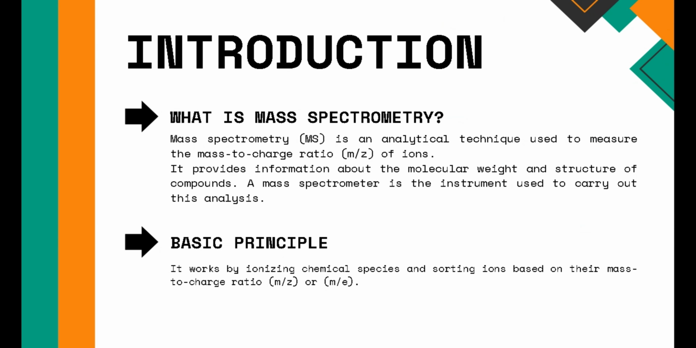So, what is mass spectrometry? Mass spectrometry is an analytical technique used to measure the mass-to-charge ratio of ions. It provides information about the molecular weight and structure of compounds. A mass spectrometer is the instrument used to carry out this analysis. So the basic idea is it tells us the mass-to-charge ratio of ions and their abundance, which we can further use to calculate atomic mass. It works by ionizing chemical species and sorting ions based on their mass-to-charge ratio, also known as mass divided by charge. The symbol can be m/z or m/e. I'll be explaining this further.